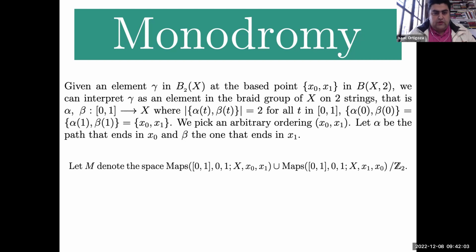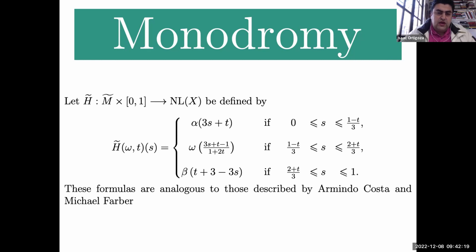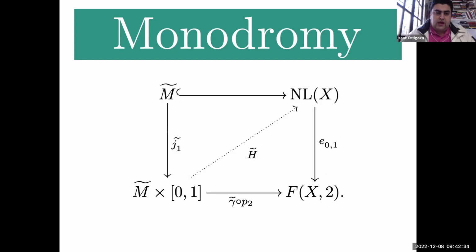Also, we take an arbitrary order to these points, and we choose alpha, the path that ends in X0, and beta, the path that ends in X1. Well, I use the formulas that Arminio Costa and Michael Farber gave to understand the first fibration, and these formulas explain how the monodromy acts on the fiber.